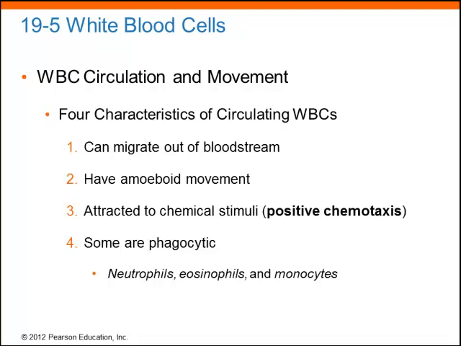And we know that some are phagocytic. Neutrophils and eosinophils are called microphages. They eat small things. And monocytes and their mature derivatives called macrophages can eat large things. They are macrophages.